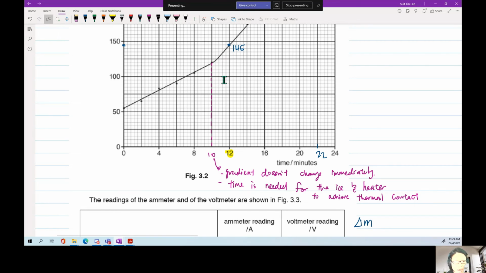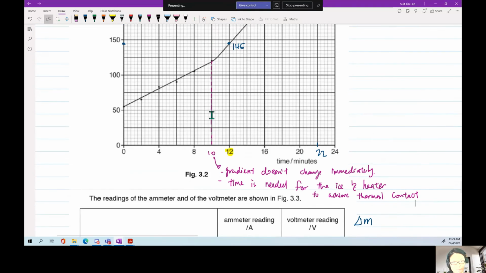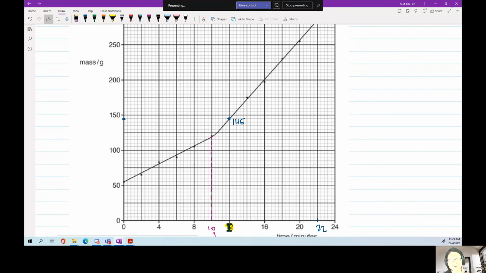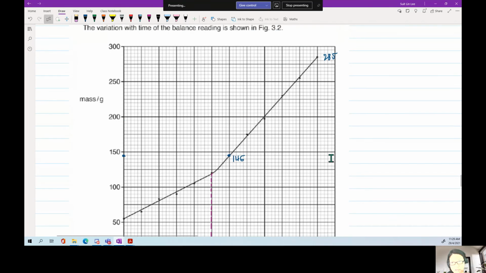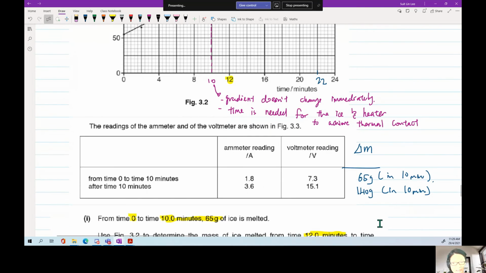So this is why we cannot start the reading at 10 minutes. If they didn't tell you to take from 12 to 22, it doesn't mean you can take from 10. Some students message me saying they start from 10 and cannot get the answer. That's why lah, because this part hasn't become a straight line yet. It's still turning on the way. You should take it when the whole thing stabilizes into a straight line. So you can take 12 to 22, or 14 to 24 if the graph reached there. Or you could just take 5 minutes. You don't have to take 10 minutes.